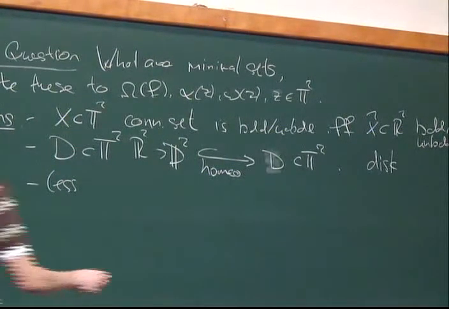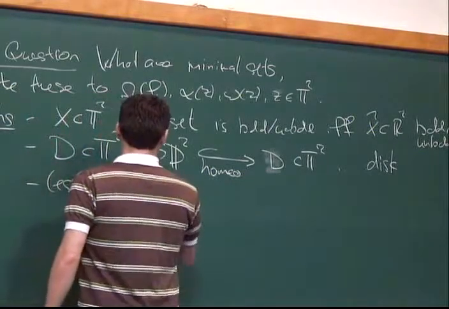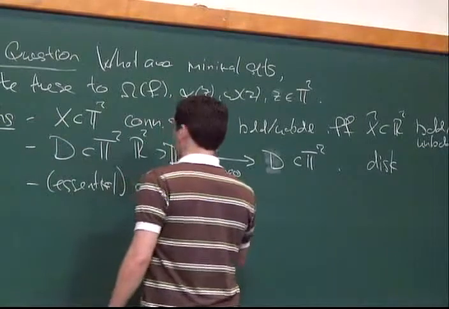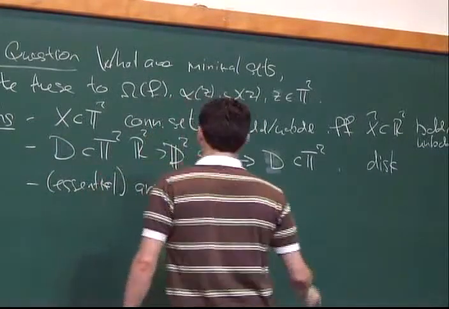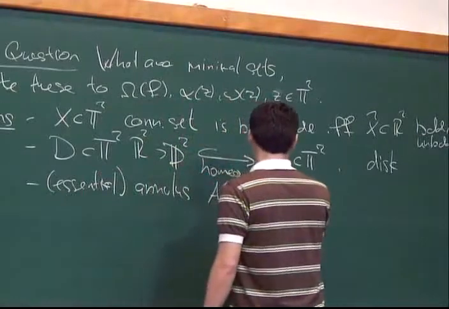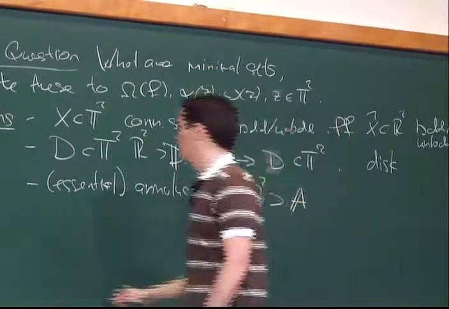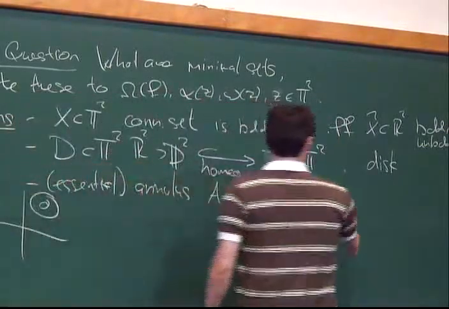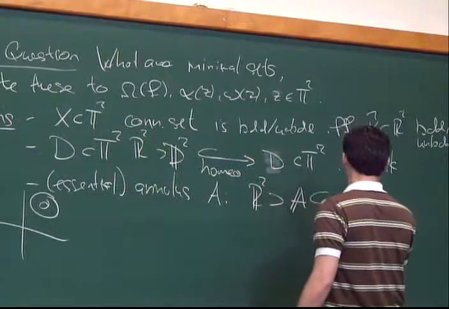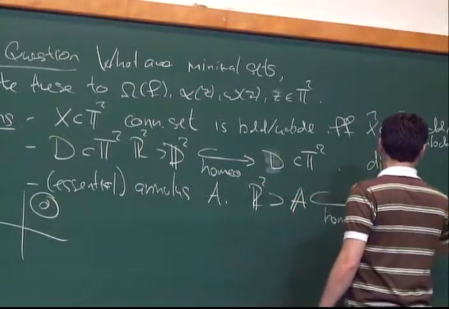So an essential annulus, similar thing. Just take the injection of your abstract annulus by a homeomorphism into the torus.